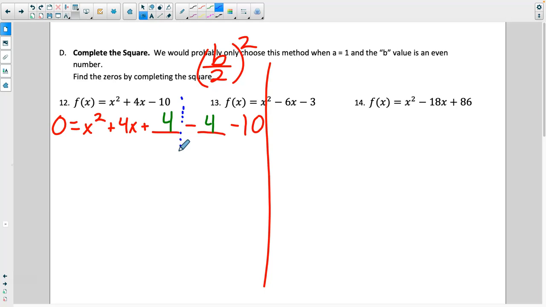Okay? So I factor this, and I get 0 is equal to x plus 2 times x plus 2, which, to write that more efficiently, I'm going to write as x plus 2 squared. I still have on the other side of my bar negative 4 and negative 10, which just adds up to negative 14.